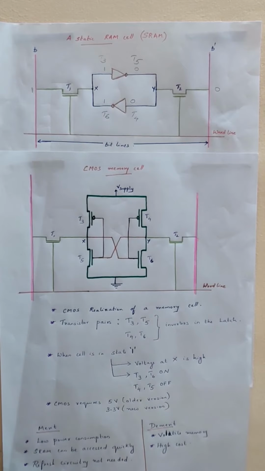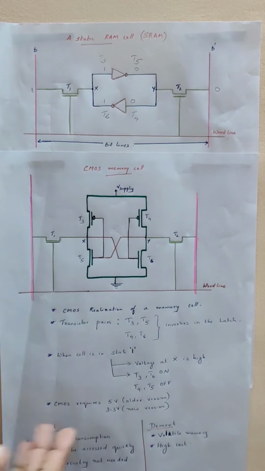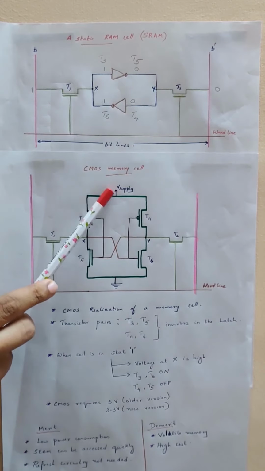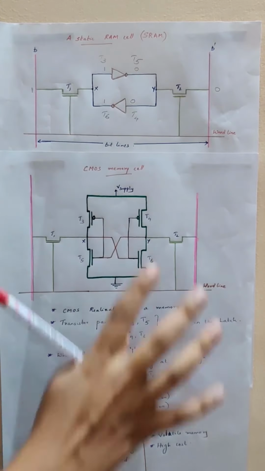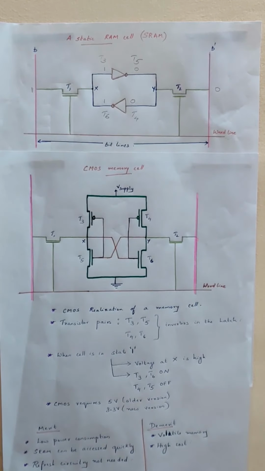Now, using the CMOS technology, we have so many advantages like lower power consumption, higher speed. The older version requires only a supply voltage of 5 volt. The newer version requires only 3.3 volt. So this is just the CMOS implementation of what you have learned here, the RAM cell. The read and write operation remains the same.